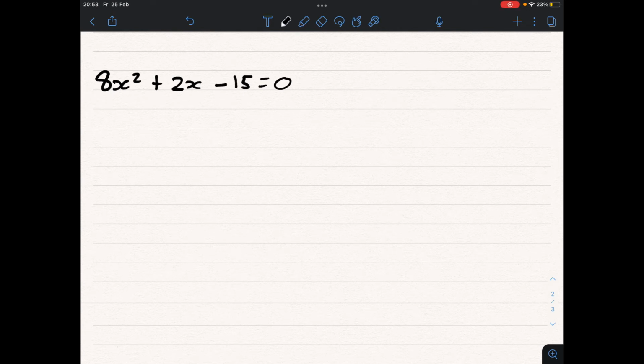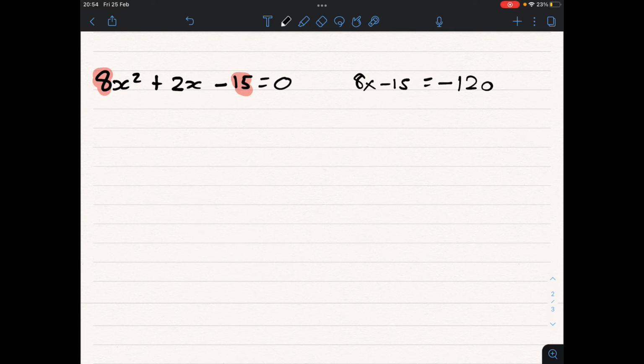Now this question, 8x squared plus 2x minus 15. Not every single time will a quadratic factorize easily. So what we do in this scenario, we times the 8 by 15, which will give us, so 8 times minus 15, whoops, forgot to put a minus here. Don't forget that. Just rewrite the question again. So we do 8 times minus 15, which gives us minus 120.